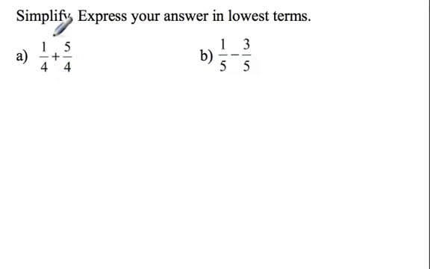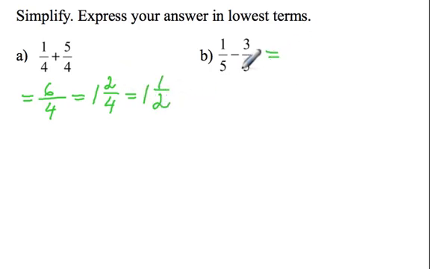So here we are asked to simplify the expressions, and in this expression we have to add. So we are going to add 1/4 plus 5/4, and that equals 1 plus 5, so 6/4. And 6/4, 4 fits into 6 once fully, and then we have 2/4 left. And 2/4 we can rewrite as 1/2, because 2 divided by 2 is 1, and 4 divided by 2 is 2. So the answer to this question is 1 and 1/2.